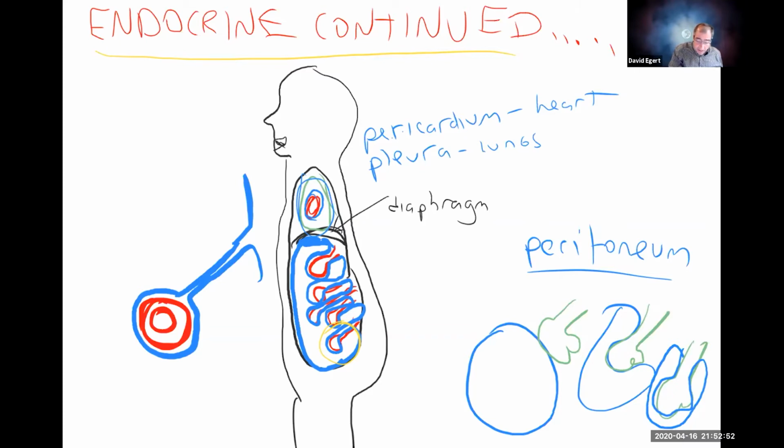And you can see that your intestine is not like just putting a 20-foot snake and shoving it inside your belly. It's actually hanging off of the back of your wall here by this double layer of serous membrane. And that double layer of serous membrane actually has a special name. That double layer of serous membrane is called a mesentery.